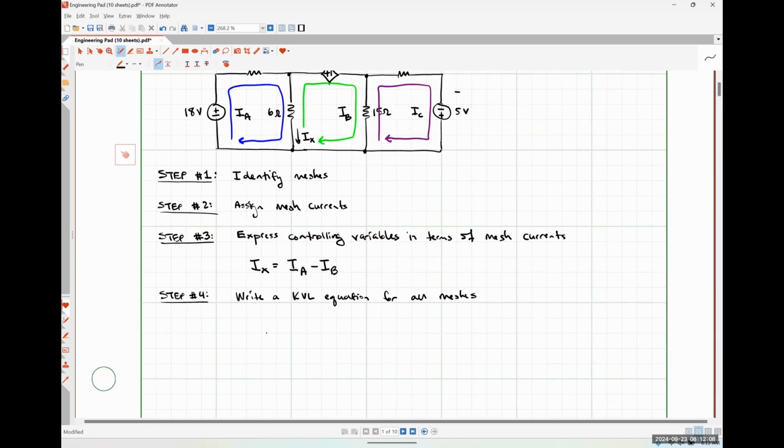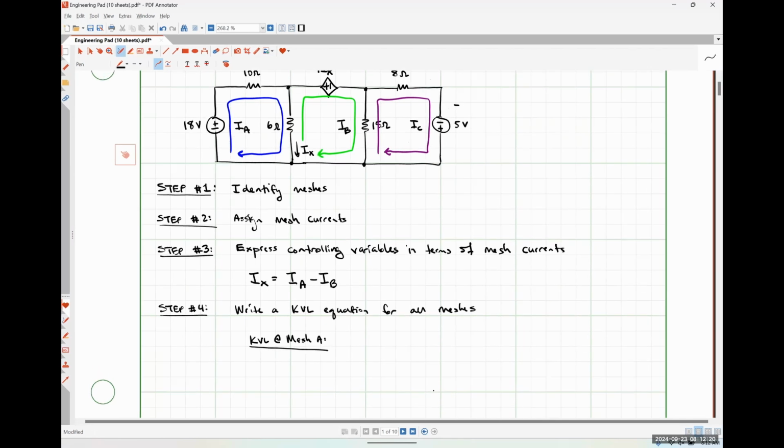Okay. So when we do KVL at mesh A, what we are doing is we're simply following mesh current A around its clockwise path. And for any voltage source, if we hit the negative polarity terminal first, we'll assign that a negative sign. If we hit the positive polarity terminal first, we'll assign that a positive sign. For any resistors, we are always going to assume that our mesh current is flowing into the positive polarity terminal. This is just so that we don't have a bunch of extra negative signs all over the place, okay?